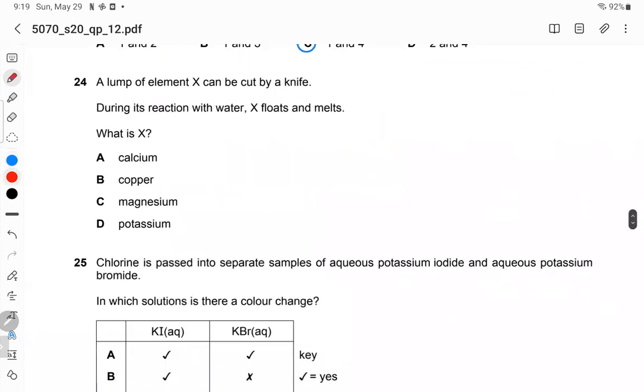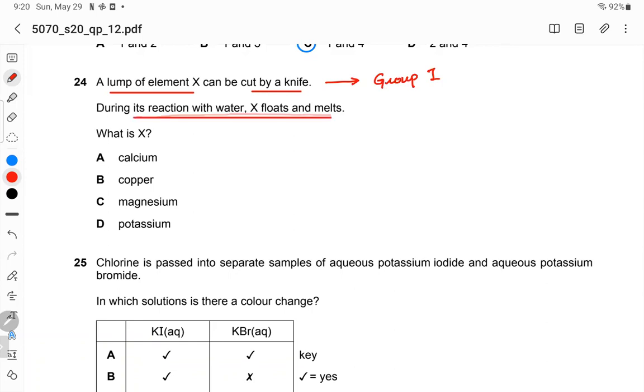Okay. Question number 24. A lump of element X can be cut by a knife. And if it can be cut by a knife, we can easily predict that it is from group 1. Sir, it's potassium.